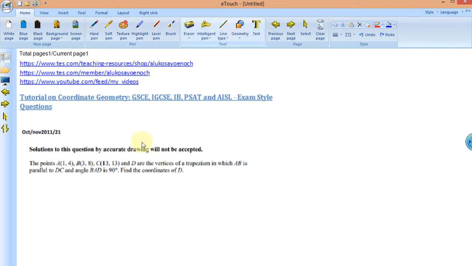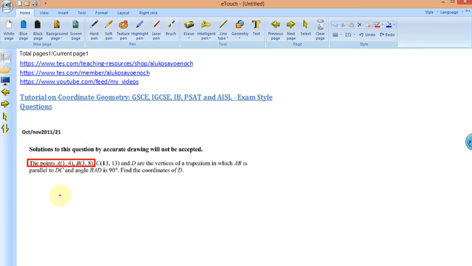The first thing is, let's work with the coordinates of points A and B, and from these coordinates we can find the gradient of the straight line, the line joining points A and B. So let's go ahead and do that first.